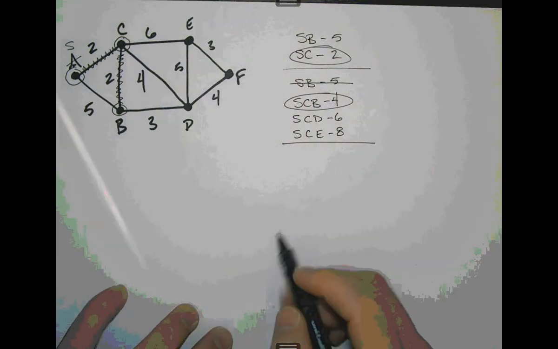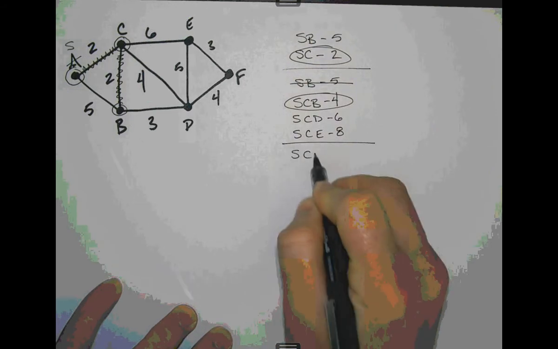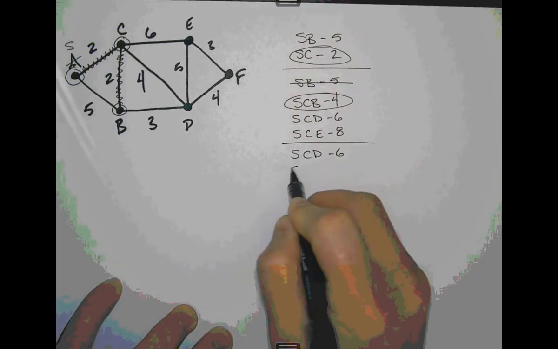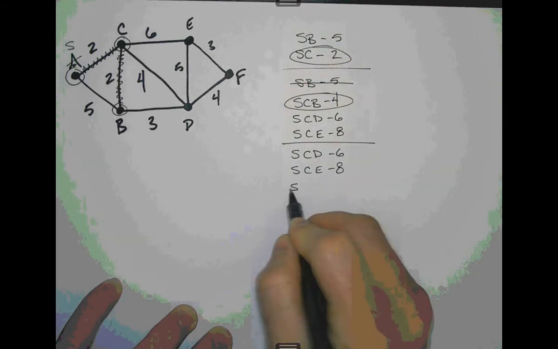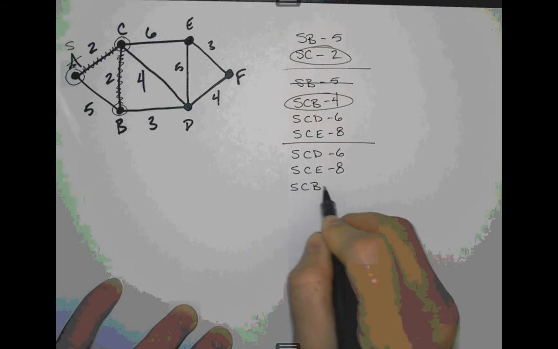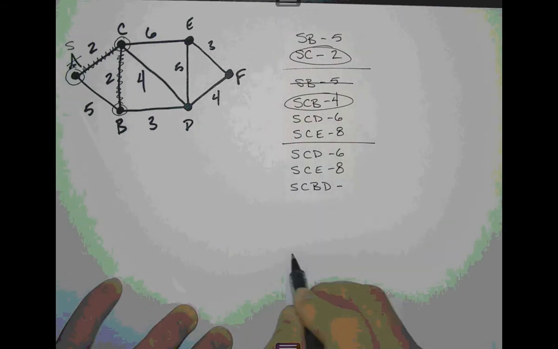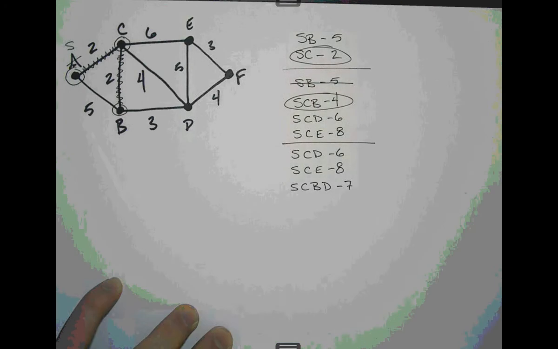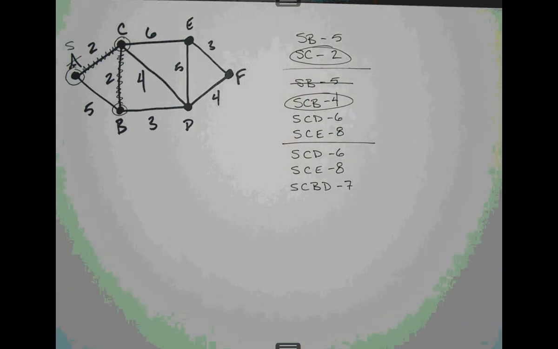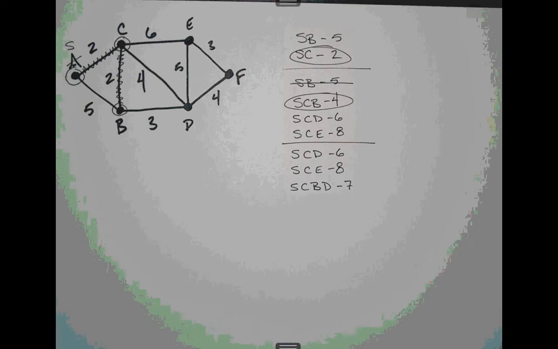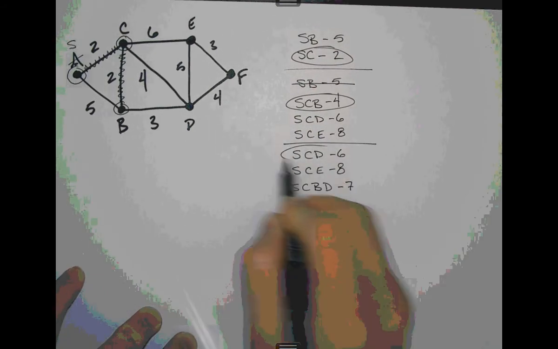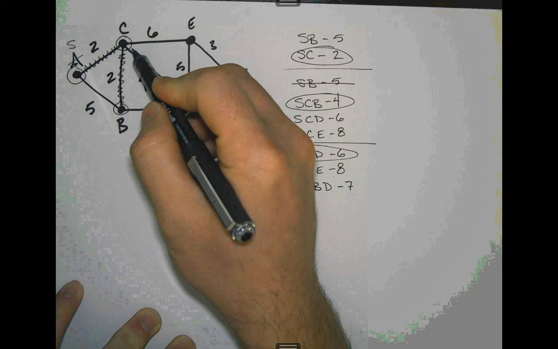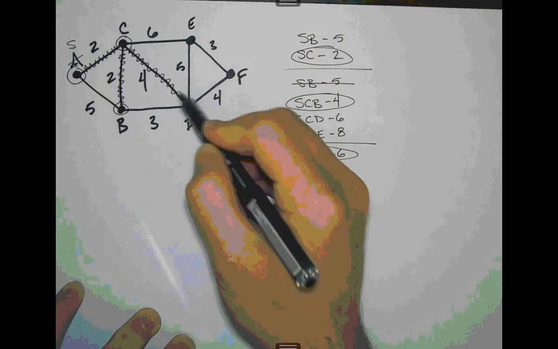Make sense? So we can rewrite those. So we can list SCD with 6, SCE with 8, and now we can add in SCBD with a total distance of 7. It's from any circle that we can step off, but we have to be adjacent to the circle. Okay? So now from here, the shortest one's going to be SCD.